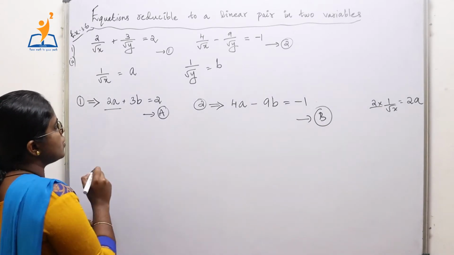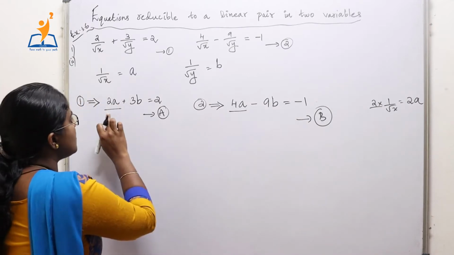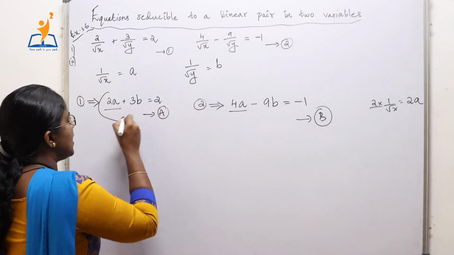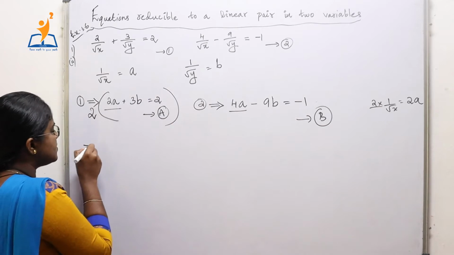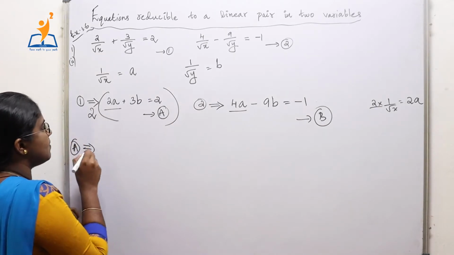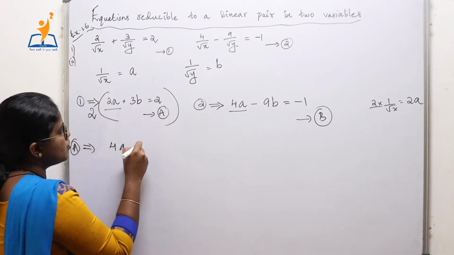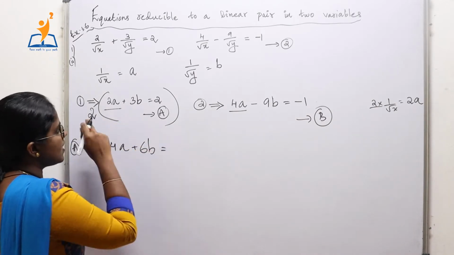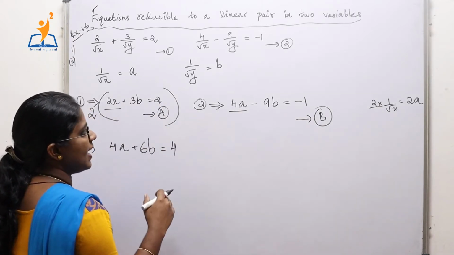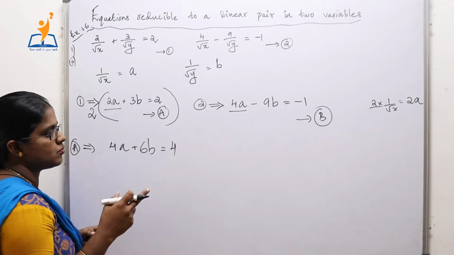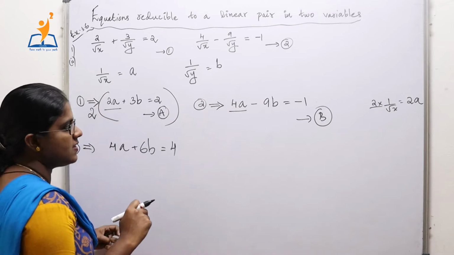Here we have the coefficient of a as 2 and here we have the coefficient of a as 4. So in order to make 2 into 4, I want to multiply equation number A throughout by 2. So equation number A will become like this, that is 2 into 2, 4a, plus 2 into 3, 6b, is equal to 2 into 2, 4. Now equation number B is the same, 4a minus 9b equals minus 1. Here the coefficient of a is 4 and here also the coefficient of a is 4.